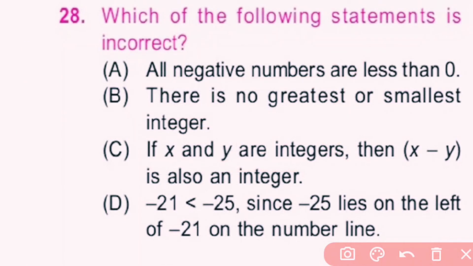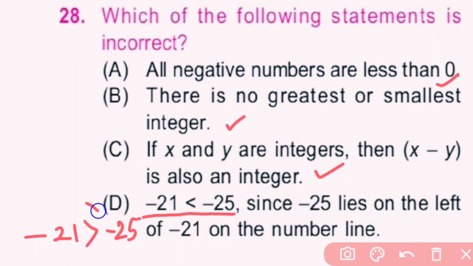Question number 28. Which of the following statement is incorrect? Option A, all negative numbers are less than 0. This is correct statement. Option B, there is no greatest or smallest integer. This is also correct statement. Option C, if x and y are integer, then x minus y is also an integer. This is also correct statement. Option D, minus 21 is smaller than minus 25. This is incorrect because minus 21 is greater than minus 25. D is the incorrect statement.